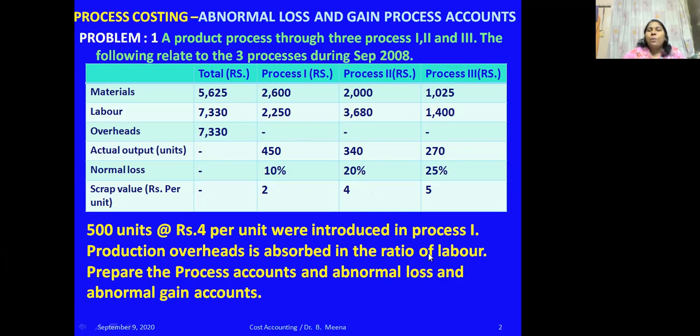Production overheads are absorbed in the ratio of labor. So what is the overheads given in this problem? 7,330, but it was given as a total, not specifically for process 1, process 2 and process 3. So we need to apportion these overheads of 7,330 on the basis of labor. So what is the labor for process 1, process 2 and process 3? On the same basis only we are going to apportion, because both the amount totals were the same. That's what is given in the paragraph.